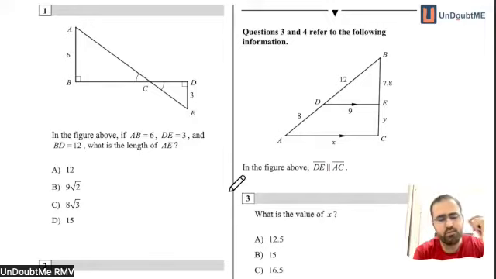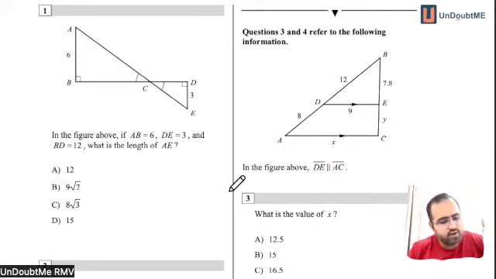Similar triangles and proportional parts. Are you aware of the concept of similar triangles? Look, in similar triangles, if any two angles are equal, then we can say the triangles are similar. And in that case, the corresponding sides will be in proportion. Now, the only challenge over here is you need to identify the corresponding sides properly.